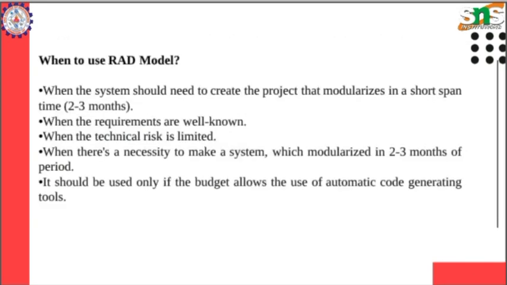Next, when to use the RAD model? When the system needs to create a project that is modularized in a short span of time, that is nearly 2 to 3 months. When the requirements are well known, when the technical risk is limited, when there is a necessity to make a system modularized within 2 to 3 months of time. It should be used only if the budget allows the use of automatic code generation tools.